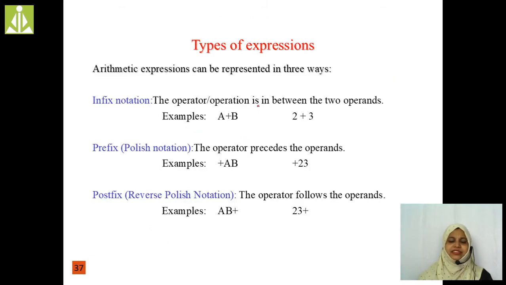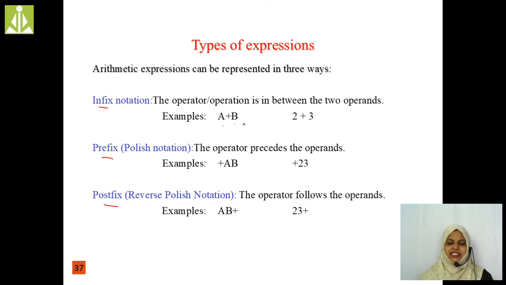There are three types of expressions. First one is the infix, next one is the prefix, and next one is the postfix expression. Infix expression means the operator is present in between two operands. If the operator is present in between two operands, then that particular expression is known as the infix expression.